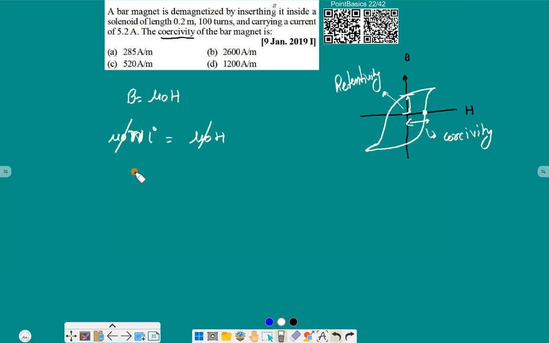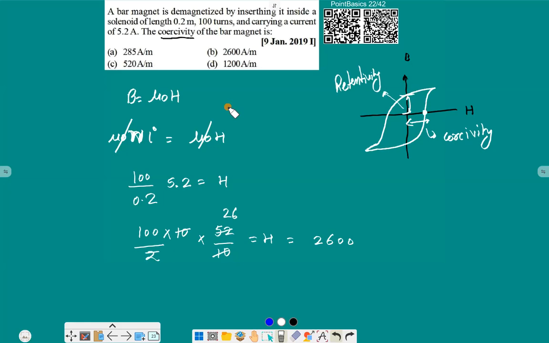So it will be 100 divided by 0.2, the number of turns per meter, multiplied by the current, that is 5.2, is equal to H. So it will be 100 by 2 into 10 into 52 by 10. 10 gets cancelled, and we have 26 here, equal to H. So H comes out to be 26000 ampere per meter. So option B will be the right answer here.